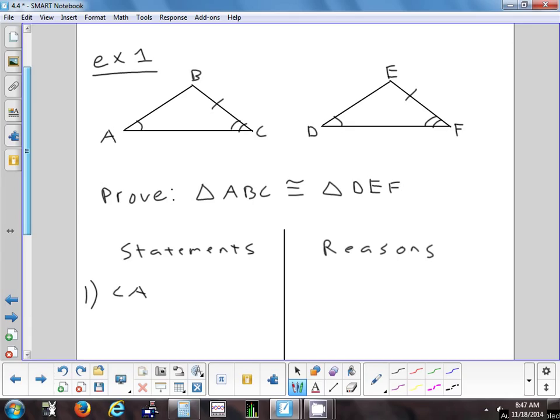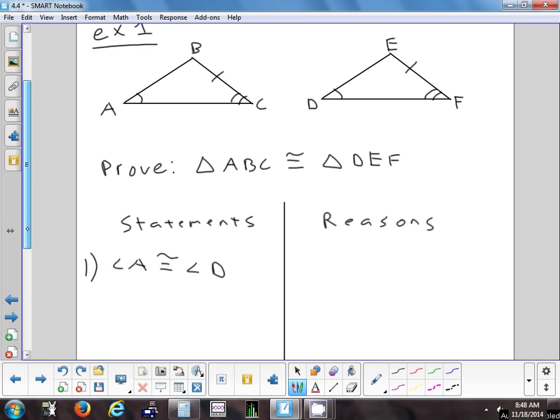Yep, angle A is congruent to angle D. All right, now we've said something about angles being congruent. We're probably not going to use side, side, side. Why would you waste your time saying something about an angle if you're going to just use all three sides? Okay, so we should be thinking along the lines of something with an angle. Okay, what else can we say?